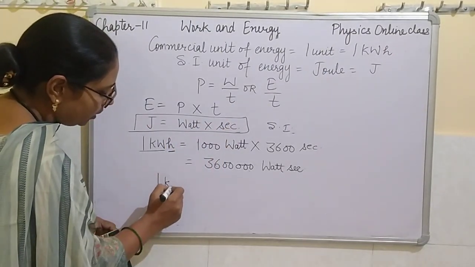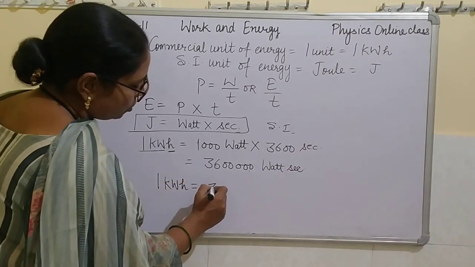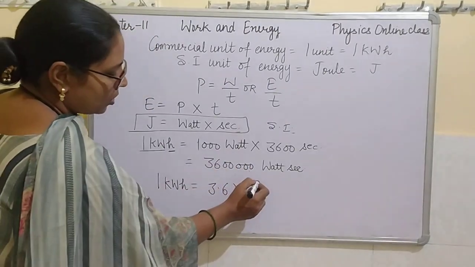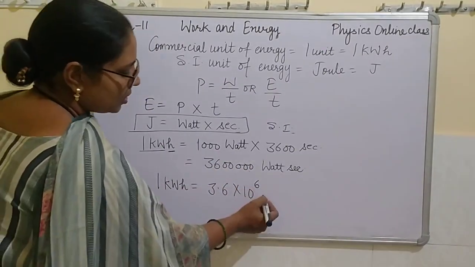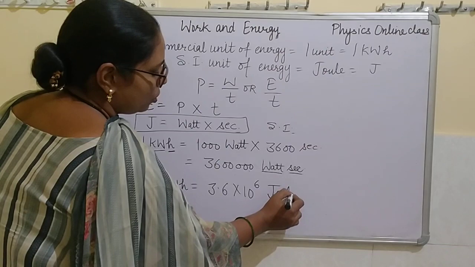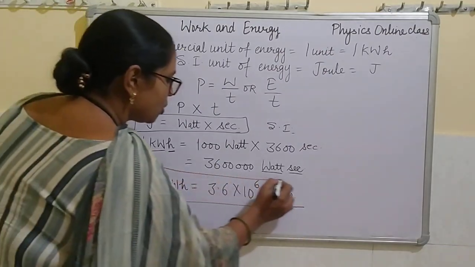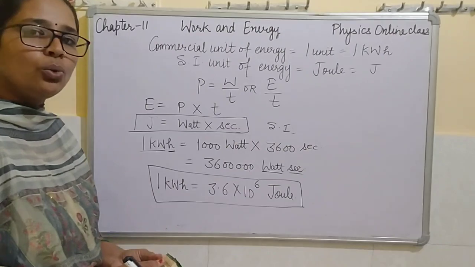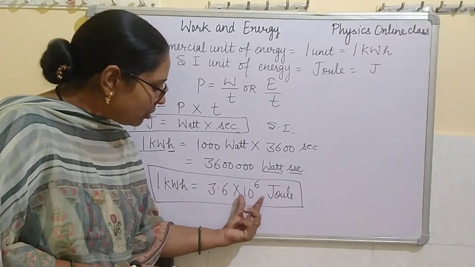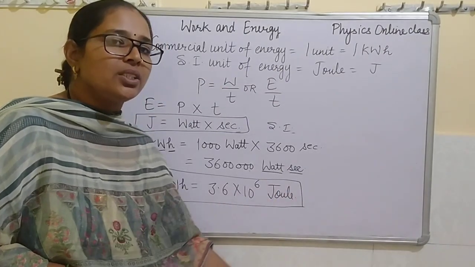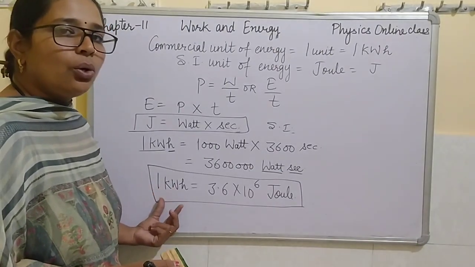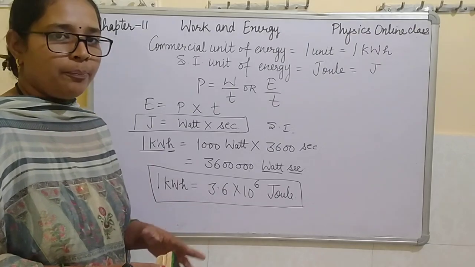That means 1 kilowatt hour is equal to, I can write it in exponential form. Here 5 zeros are there. So I will make a similarity: 3.6 into 10 raised to the power 6. In place of watt second I write joule. So in this way we derived a relation between kilowatt hour and joule. That simply means अगर कोई भी device इतने joule energy खर्च करता है, that is equal to 1 electrical unit or 1 kilowatt hour.